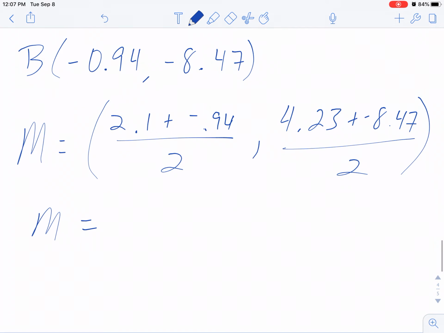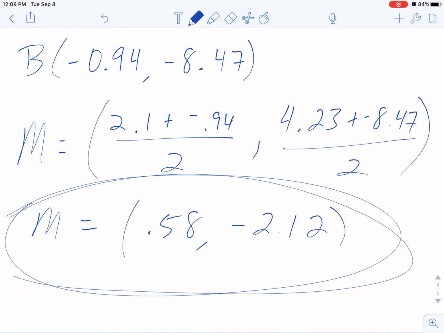I'm going to grab my calculator. But if you take 2.1 minus 0.94 and then divide that by 2, we get 0.58. And the other one, 4.23 plus a negative 8.47 gives us negative 4.24. Divide that by 2. That gives us negative 2.12. That would be our midpoint for that one. And that's it for my examples for 1.1.